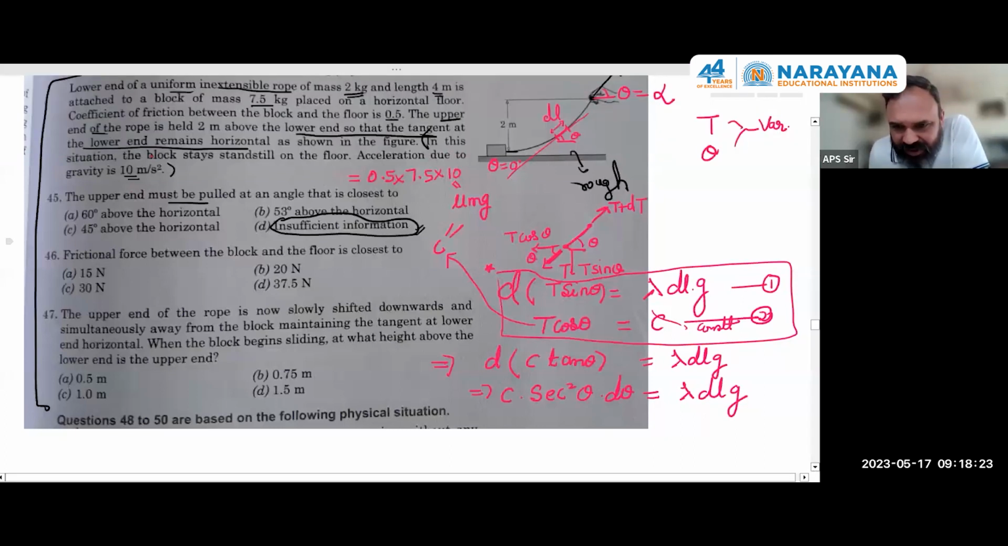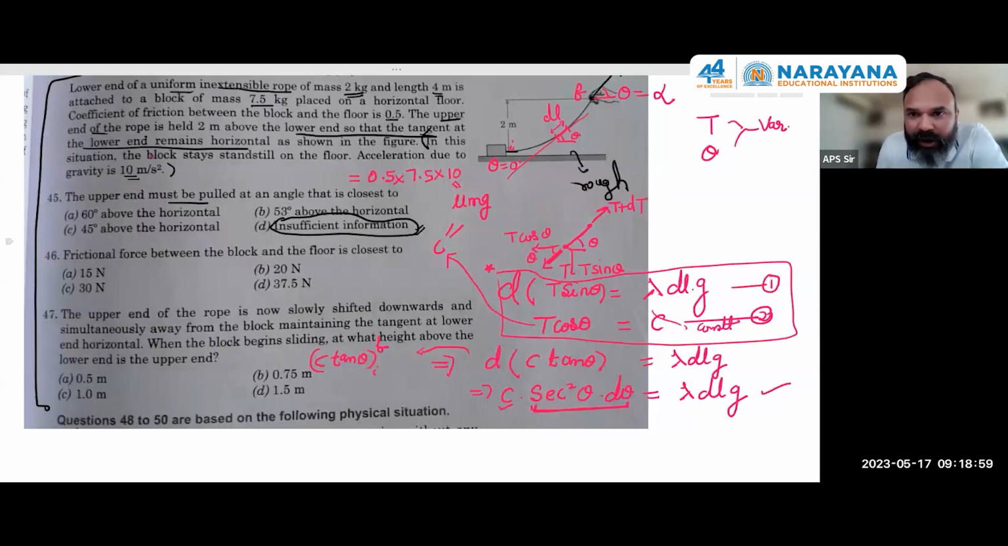I'll substitute. Let's come to the problem. We understand that we can find out C. Now, it was secant square theta d theta. This term is known. In fact, even if I don't do this, I could have directly eliminated terms here. Even beautifully, we could have written, because if you just integrate this term, you will get C tan theta. So this is one way of looking. I could have said C tan theta, the value difference from I point to F point. I'll move from this point to this point. That will give me lambda G into summation of all the DLs, which is the total length L.